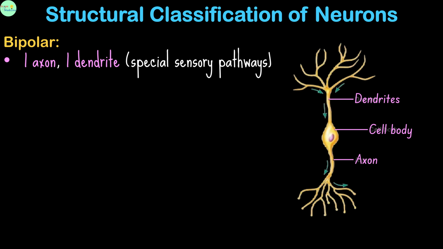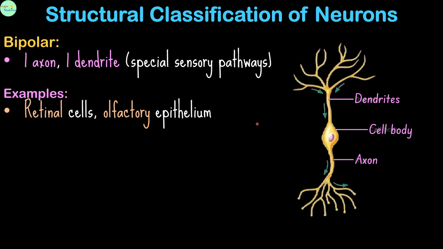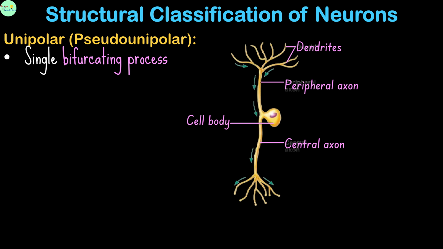Bipolar neurons have a very distinct morphology, with one single dendrite and one single axon extending from opposite poles of an elongated cell body. This configuration is characteristic of neurons in special sensory pathways, such as retinal bipolar cells and olfactory receptor neurons.